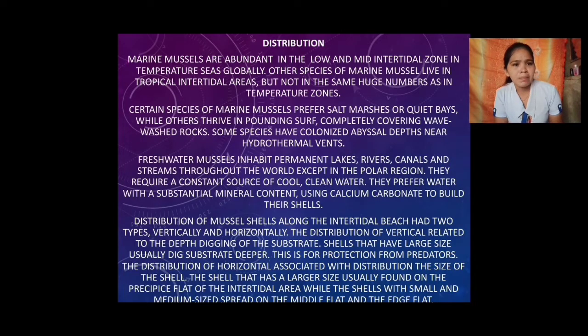Freshwater mussels inhabit permanent lakes, river canals and streams throughout the world except in the polar region. They require a constant source of cool, clean water. They prefer water with a substantial mineral content using calcium carbonate to build their shells.